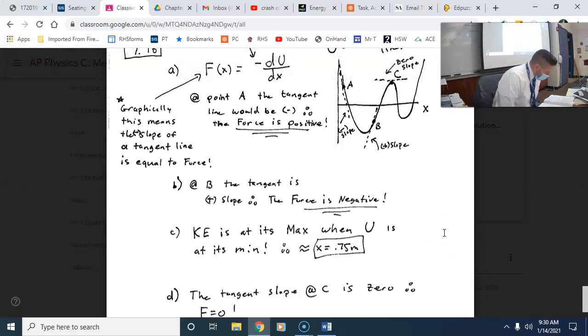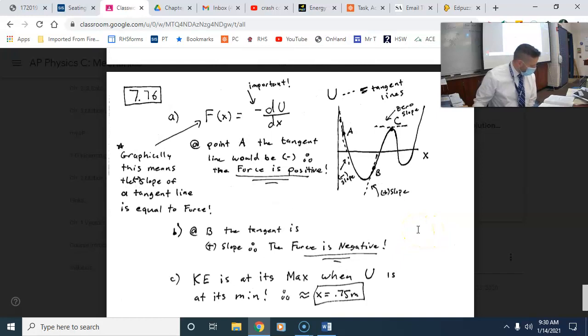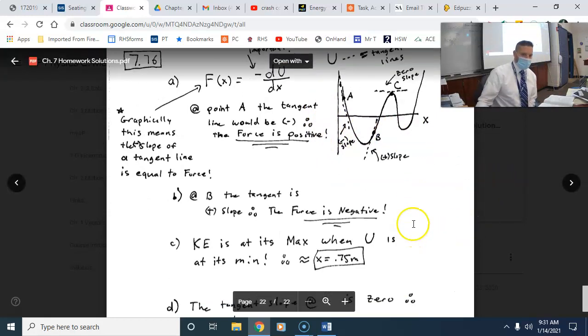Letter C. What did that one say? At what value of x is the kinetic energy of the particle a maximum? So we would have to look at this graph and find the least potential, or its minimum. And from that graph, each one of the markings on the x-axis, you would have to look at the one in the book, because I didn't draw in the numbers on this one. I just drew a rough one.